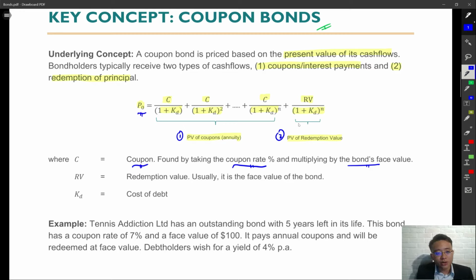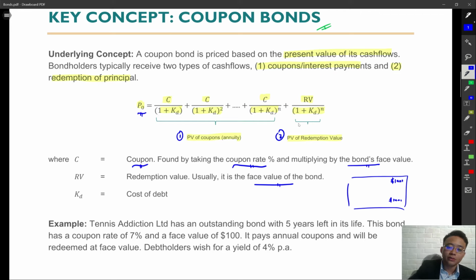What is the redemption value? Usually, redemption value or RV is the face value of the bond itself. So if there is a bond, and on the face of it, you see $1,000. Alright, I'm scribbling really tiny words here. Now that is the face value, and that shows at maturity, when you present this bond, you will be able to claim back the $1,000 as shown on the face of the bond. Alright, that is the face value of the bond. Okay? KD that you see in all these formulas, some just refer to it as R. This is the cost of debt.